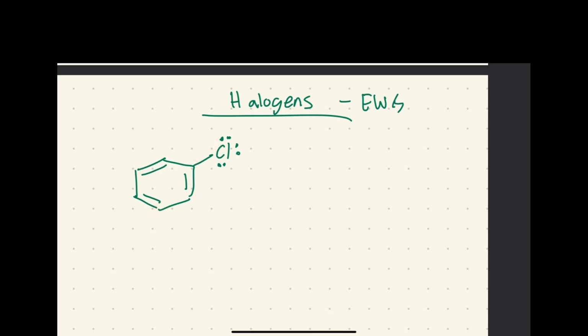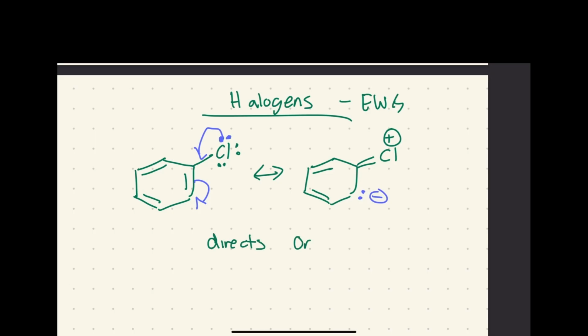But we actually don't see that because the electrons of the chlorine are capable of coming down into the ring, just like an electron donating group. And so even though this is electron withdrawing, it directs ortho para like an electron donating group because of this resonance structure that we can draw. So this is the only exception to the rules where it's an electron withdrawing group that's directing ortho para.